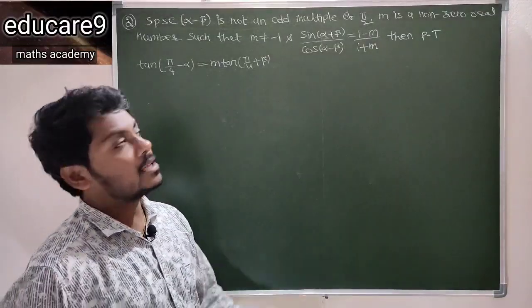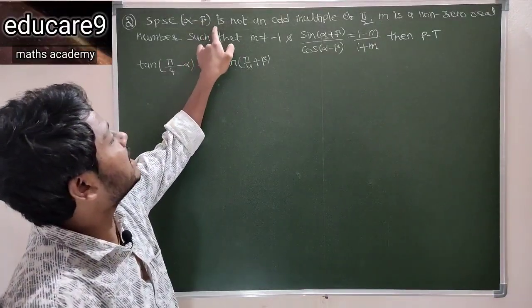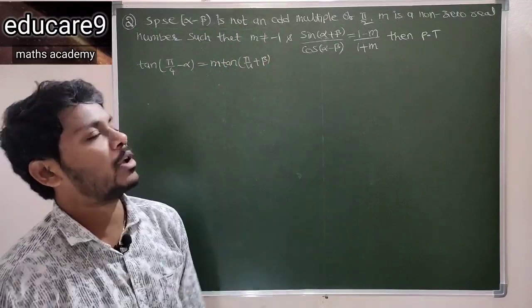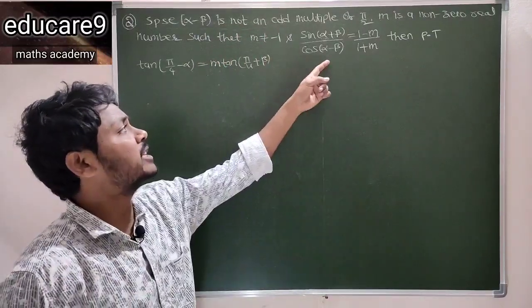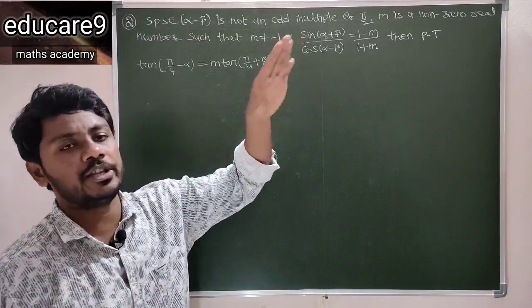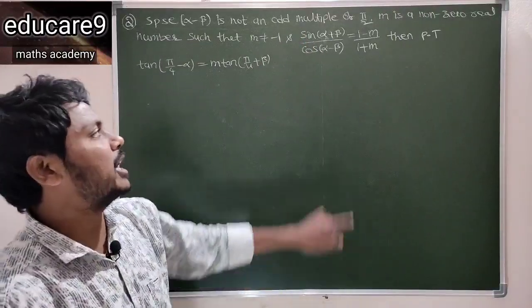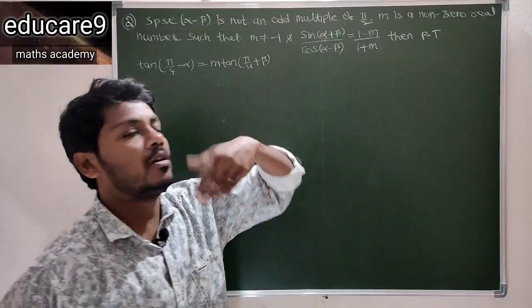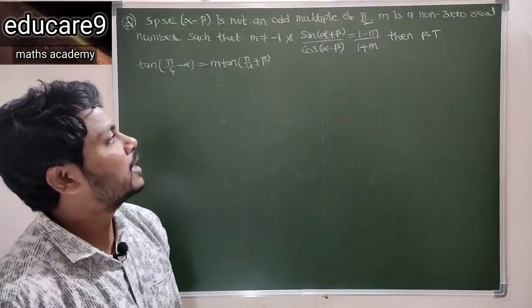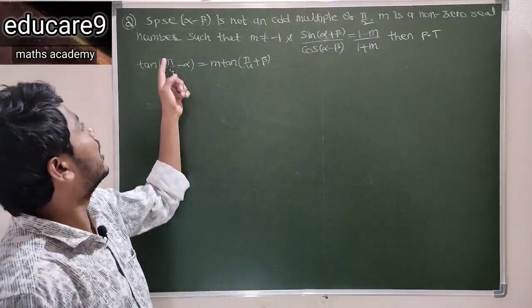So see the next one. Suppose alpha minus beta is not an odd multiple of pi by 2. Because cos 90 is 0, if the denominator is 0 then it is undefined. So that's why alpha minus beta is not equal to an odd multiple of pi by 2. And m is a non-zero real number.